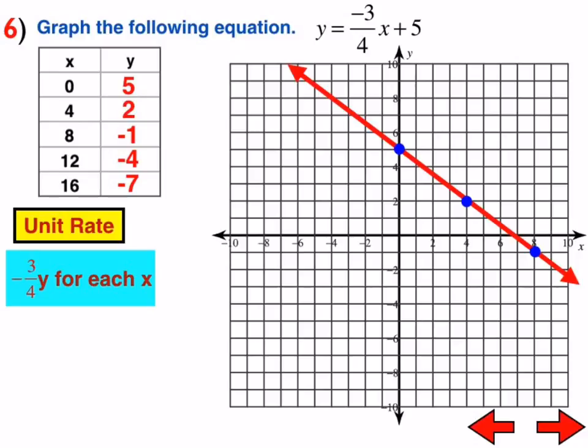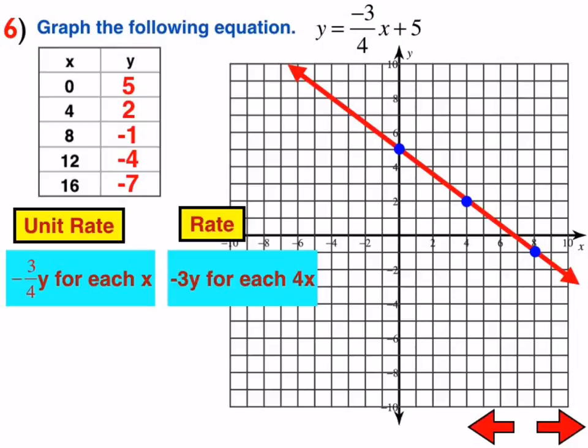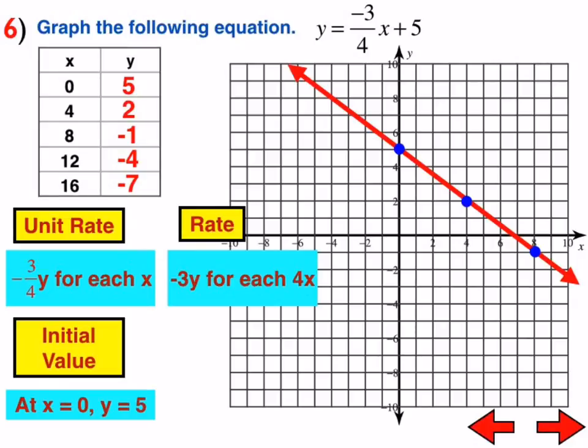Our unit rate is really negative 3/4 of a y for each x, but that doesn't help us in terms of graphing quicker. Here's what helps us. Add this to your notes, please. The rate of negative 3y for each 4x. Negative 3y for each 4x. And once again, that comes from this right here. Negative 3y for each positive 4x. And then our initial value, when x is 0, y is positive 5.